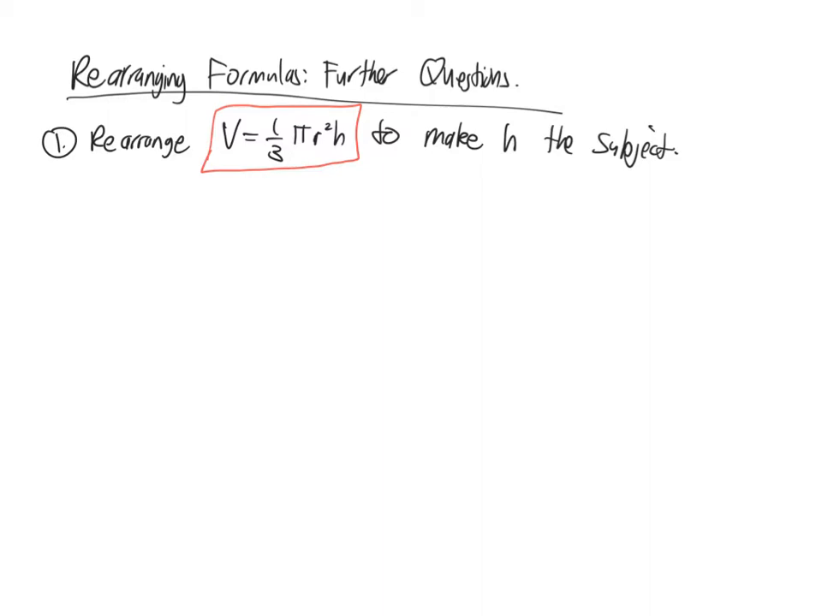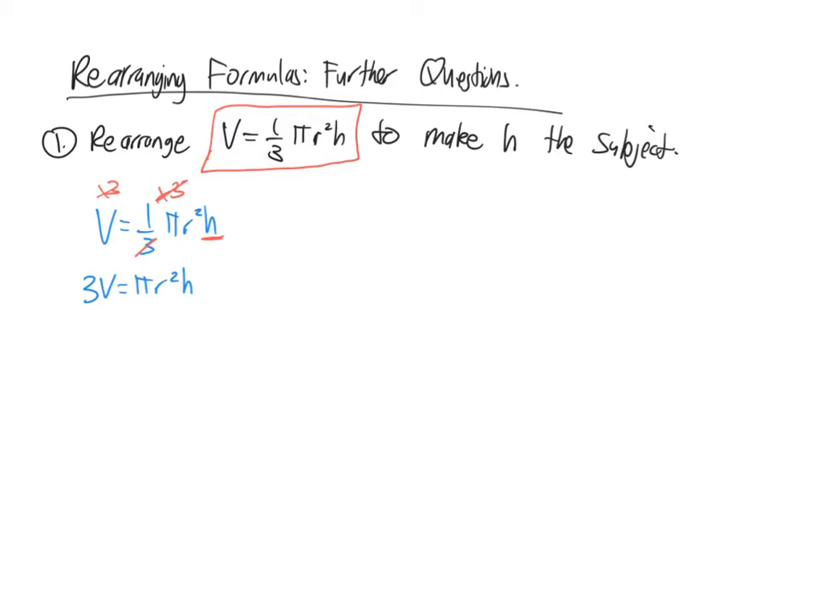Alright, let's start off. So I'm going to write out again, a third pi r squared h. Now to get this by itself, let's start by getting rid of this 3. So let's times by 3 to both sides. 3v equals pi r squared h. Now to get h by itself, we need to get rid of these.